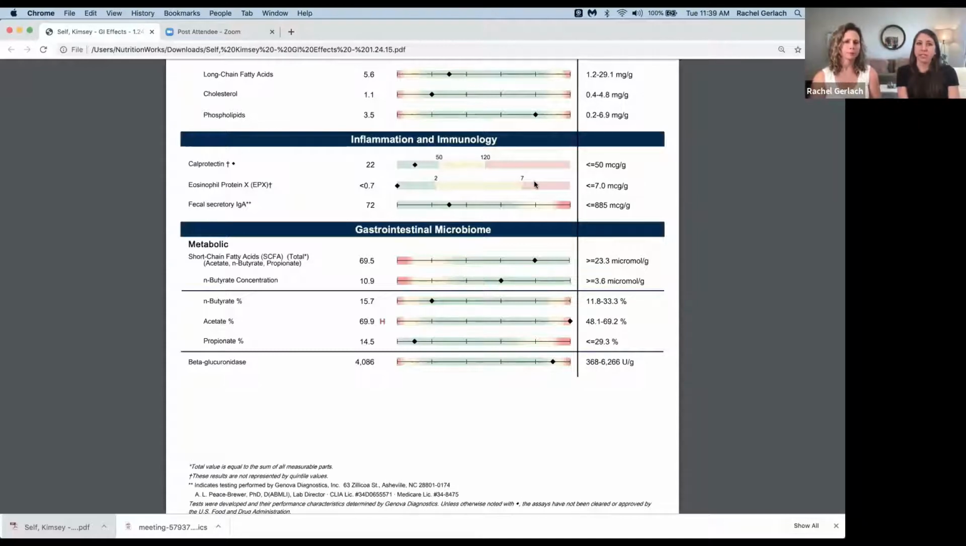Second marker is eosinophil protein X. Eosinophil protein X represents the eosinophilic activity in the gut. Eosinophils are a specific type of immune cell. If we see this marker elevated, the first couple things that come to mind are histamine issues, so allergies. Could be a food allergy, could be an allergic response to a gut microbe, like a parasite, for example, which is the second thought that comes to my mind too: are we dealing with a parasite?